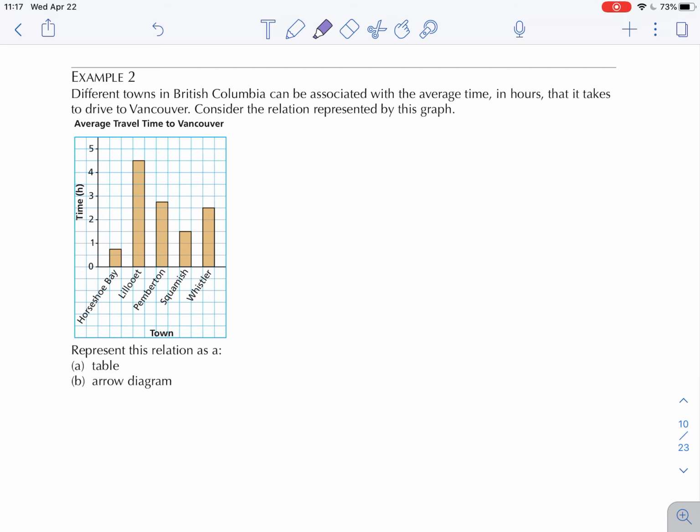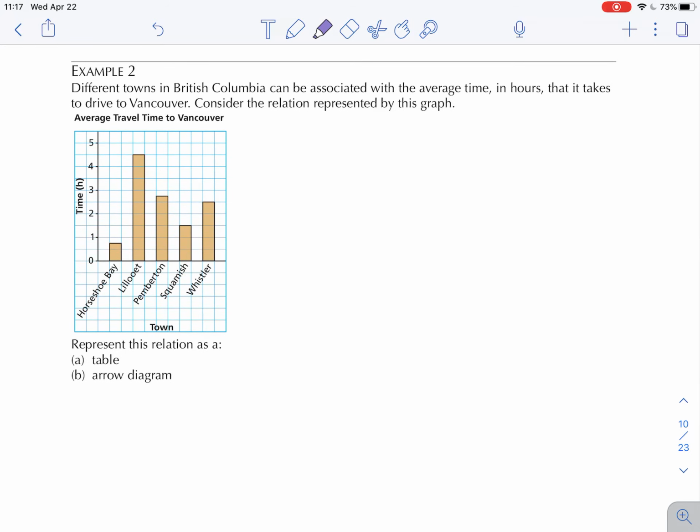Example 2. Different towns in British Columbia can be associated with the average time in hours it takes to drive to Vancouver. Consider the relation represented by this graph. Here we have our town. Here we have the time. This is the average travel time to Vancouver. And our domain values are down here: Horseshoe Bay, Lillooet, Pemberton, Squamish, and Whistler. And our range values are the times.